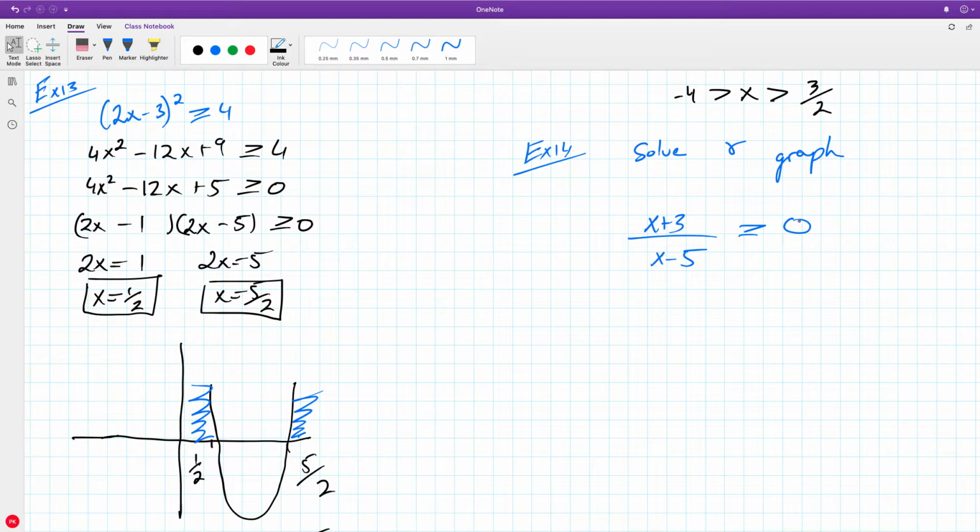(x plus 3) over (x minus 5) greater than or equal to 0. Anyone, any idea how we start? Do I multiply across by x minus 5 or x minus 5 squared? Wait, if I multiply across by x minus 5 squared.